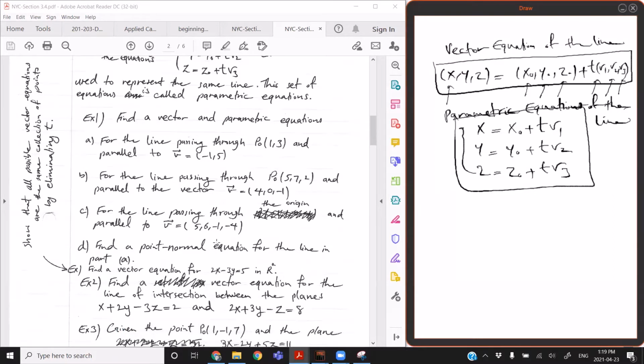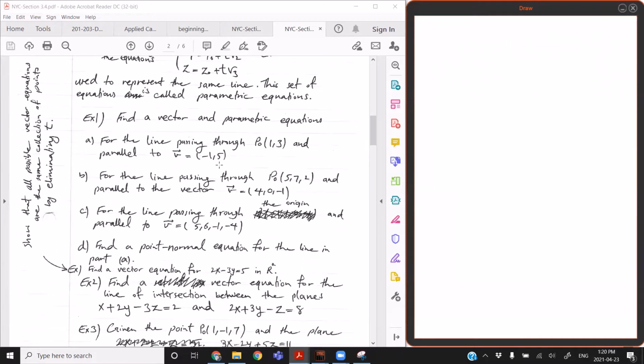Find a vector and parametric equations for the line passing through this point and parallel to this vector. So we want both types of equation, vector and parametric, for the line that passes through the point P0 (1, 3) and is parallel to the vector (-1, 5). We're going to just use the formula for a line: OP is OP0 plus tV, where t is any real number.